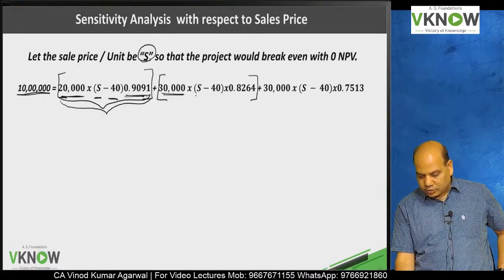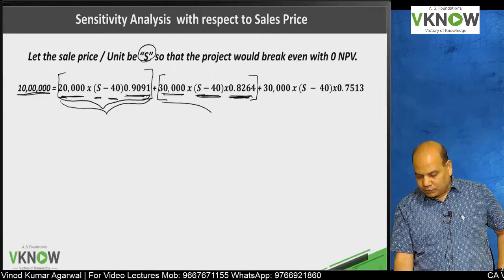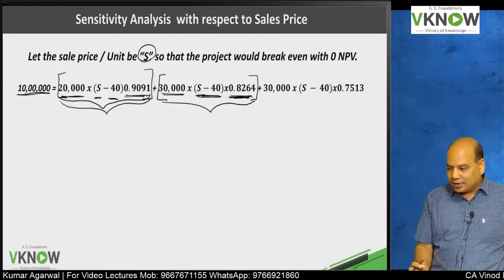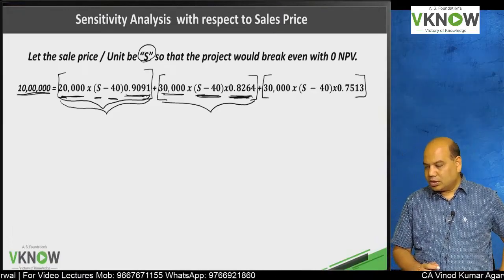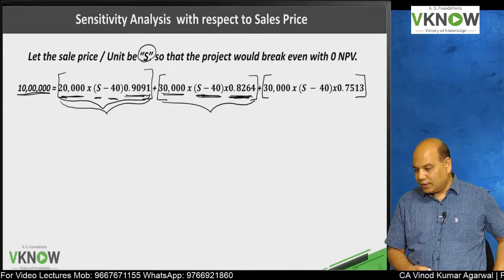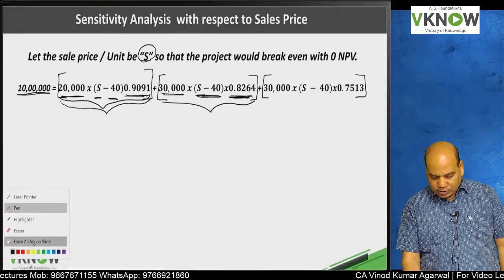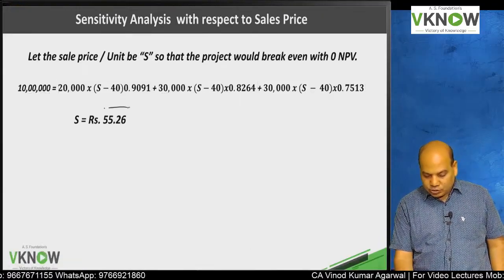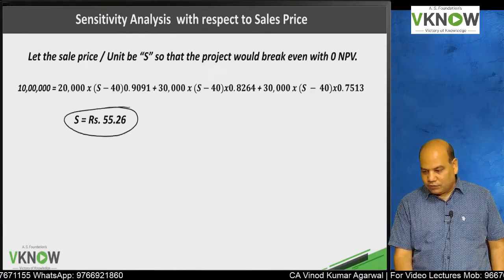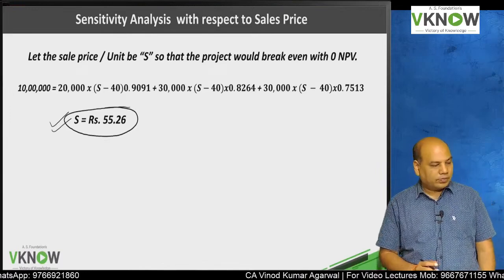Same thing: 30,000 quantity into S minus 40 into the second year PV factor will give you PV of cash inflow of the second year, 30,000 into S minus 40 into 0.7513. So now I hope you are a final level student. You will be able to solve the equation. If you are able to solve on your own, it is good. If you are not able to solve, write down S equal to 55.26.